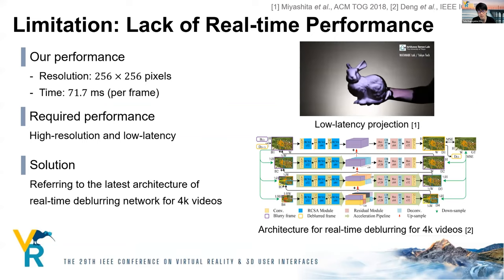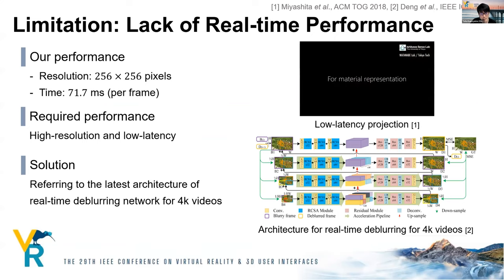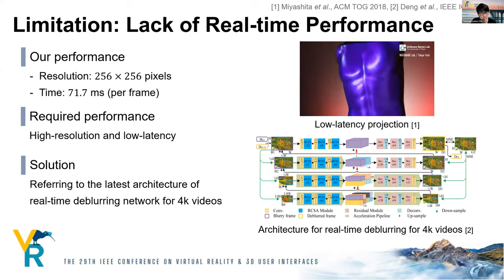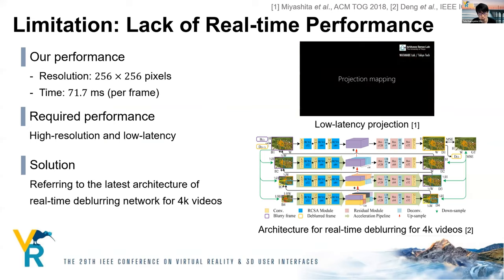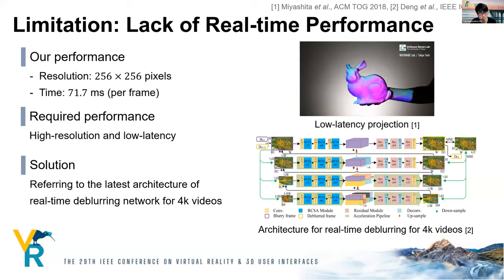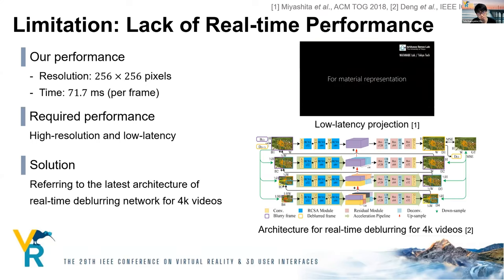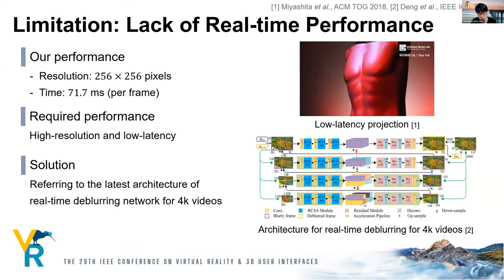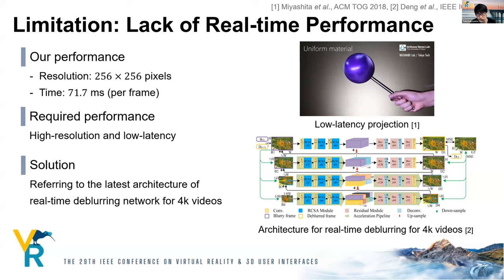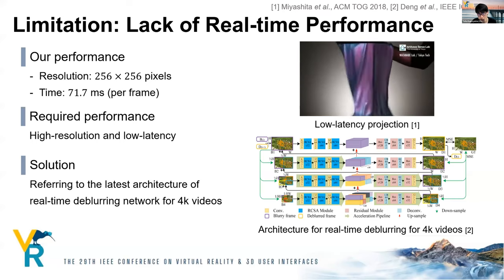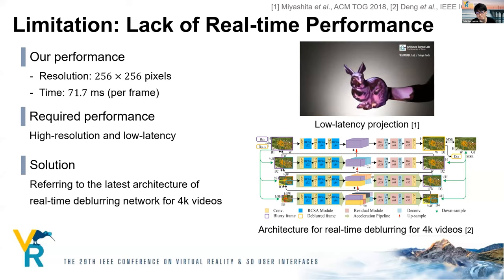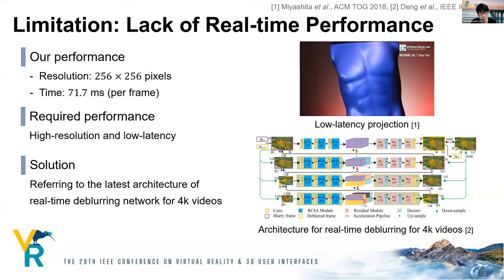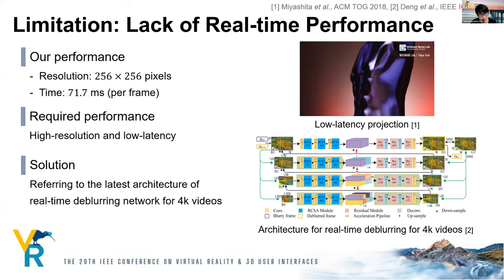One of the limitations of our method is the lack of real-time performance. The image size used in this experiment was 256 pixels in height and width, and the generation time per image was 71.70 milliseconds. However, we think that in the future, high resolution images will need to be processed in real time, and this will be our next goal. We believe that we can get closer to this goal by referring to the network structure designed for real-time deep learning of high resolution images in computer vision, as shown in the bottom right.